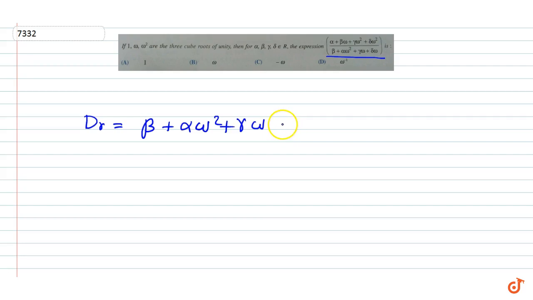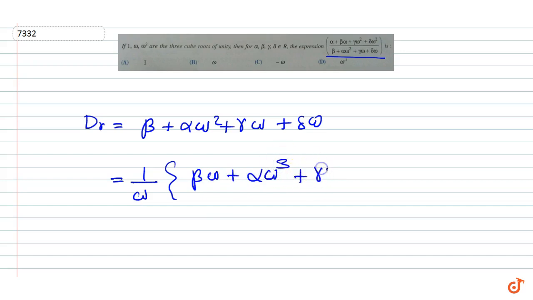plus delta omega equal to 1 by omega into beta omega plus alpha omega cube plus gamma omega square plus delta omega square.